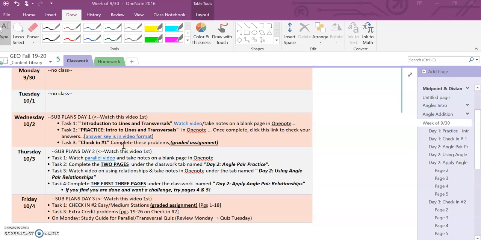Everybody, welcome back. Today's day two. So hopefully day one went pretty smooth for you, and all of the lines and transversal, all different types of angle relationships that you learned yesterday. Hopefully you're feeling somewhat comfortable with them.